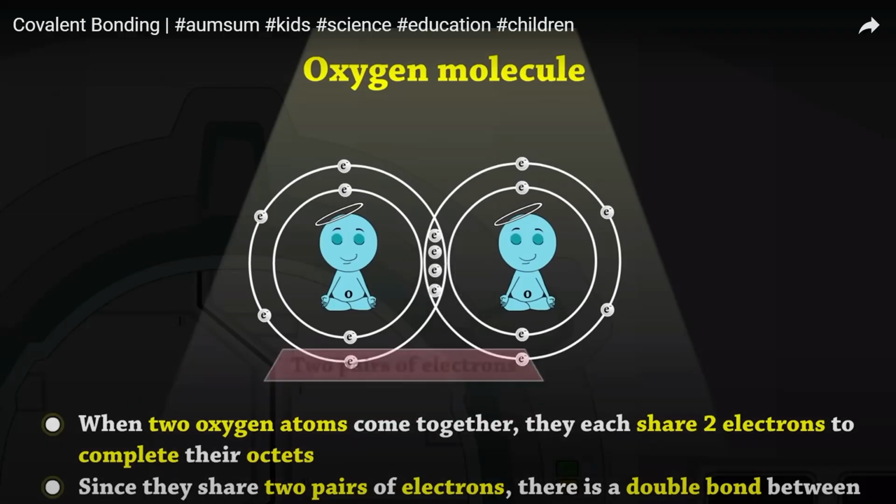All right, and since they share 2 pairs, how many is 2 pairs? 2 pairs is 4. 2 and 2, 4. Since they each share 2 pairs of electrons, there is a double bond between the oxygen atoms, and you can draw it like this because that's kind of covered up. You'll have an O, and then 2 lines, and another O. Okay, that's a double bond. That's 2 electrons in one line and 2 electrons in the other line.